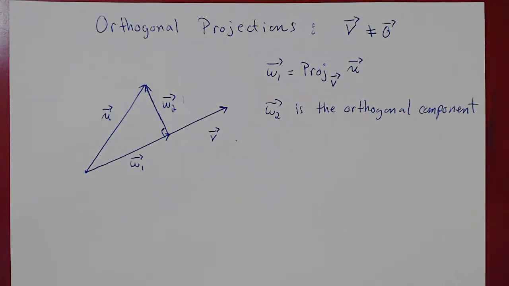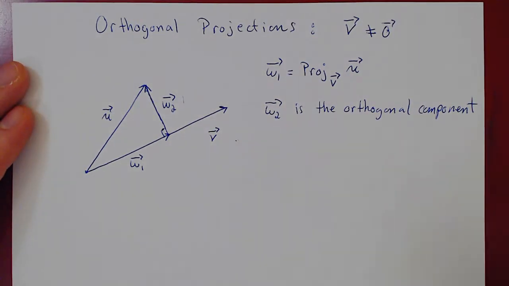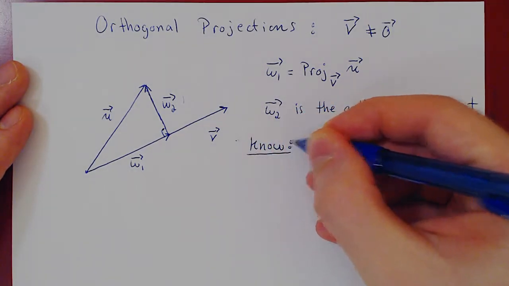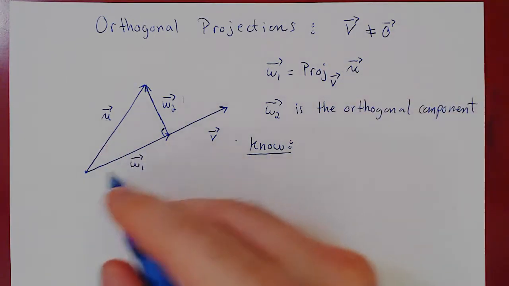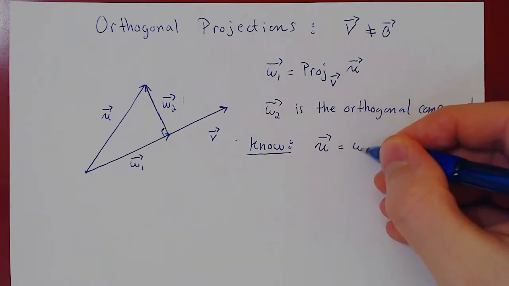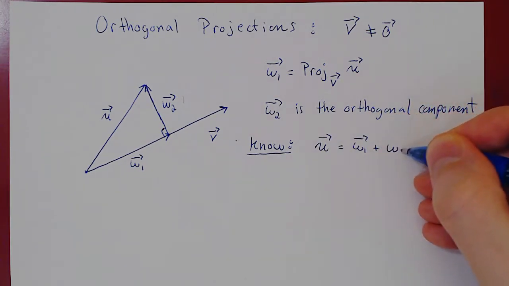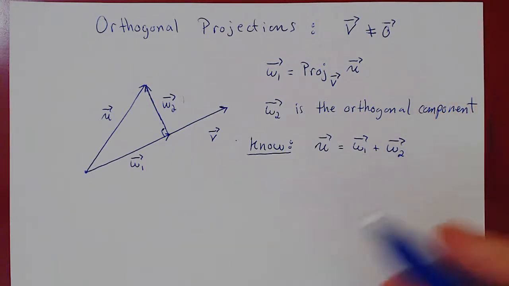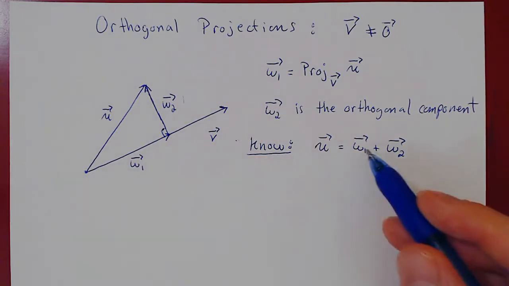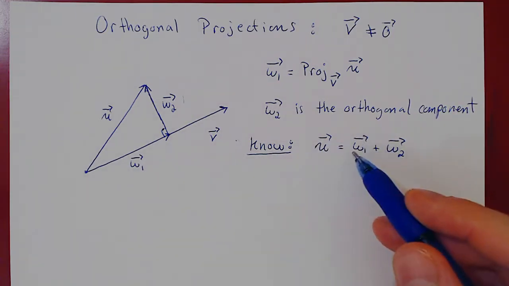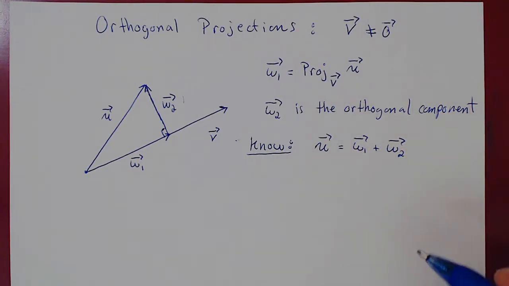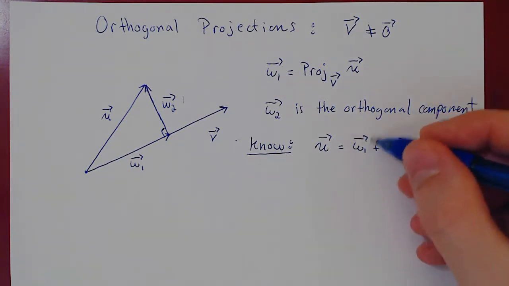Well, let us write down what we know so far. What do we know? First thing, u is the sum of w1 and w2. And because we know u to begin with, if we can find a way to obtain w1, then we'll know u and we'll know w1, and naturally w2 is simply u minus w1. So all we have to do is find w1.